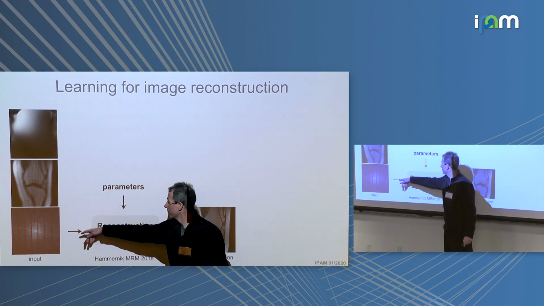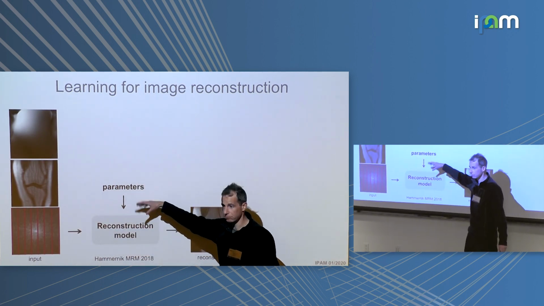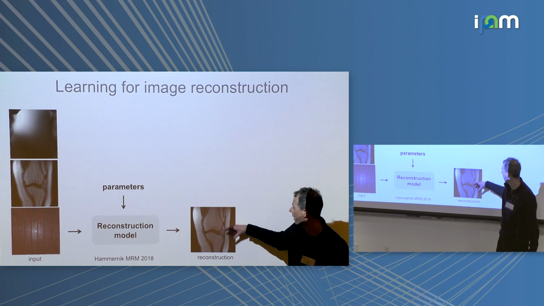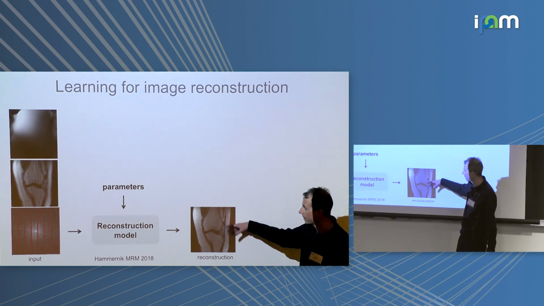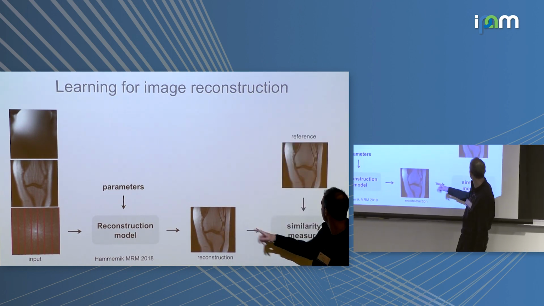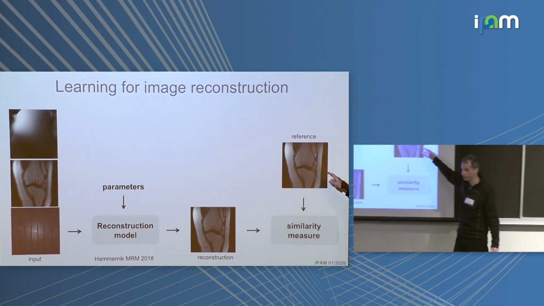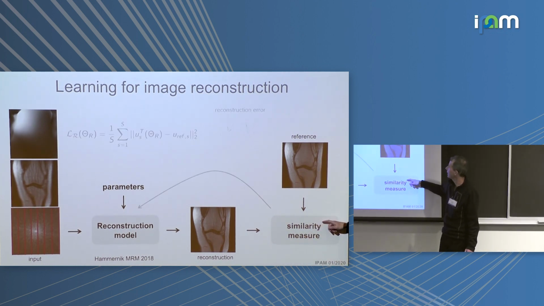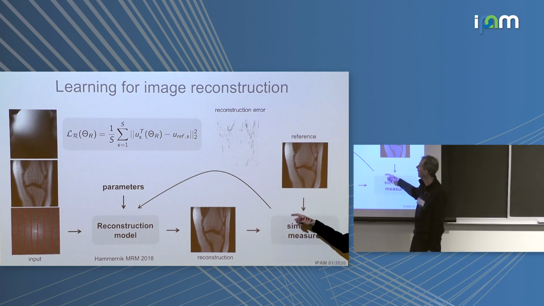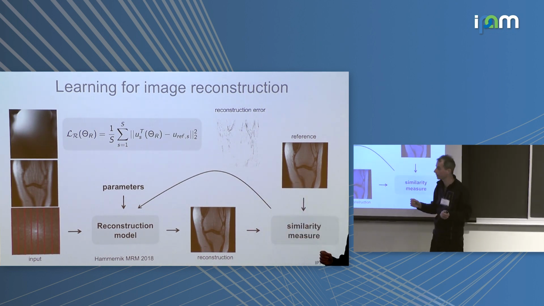So you put this data in there. Then you have some initial model parameters. You get some initial output. It has some artifacts, obviously. You compare this to your ground truth reference. You get some similarity measure, and then let's say you just do the mean squared error.